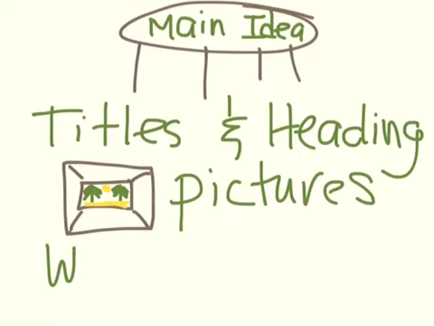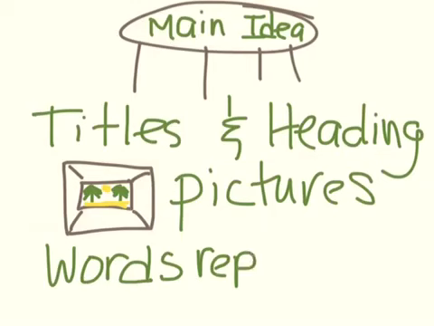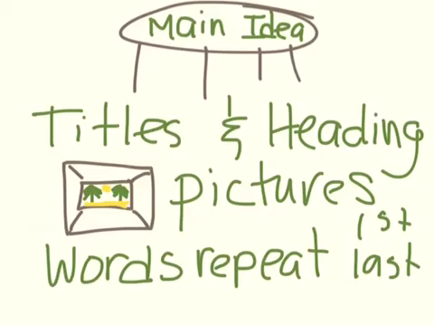Lastly, think of word clues. Maybe there are words that are repeated over and over. Maybe it was all about turtles and more turtles and turtles. So words that repeat could possibly give you a clue that that's the main idea. Also, check the first and the last sentence. Sometimes that will give you a clue. It's like the topic, and when you repeat the topic in the closing sentence, it might tell you this is what we're mostly talking about. And it'll help you find the main idea.